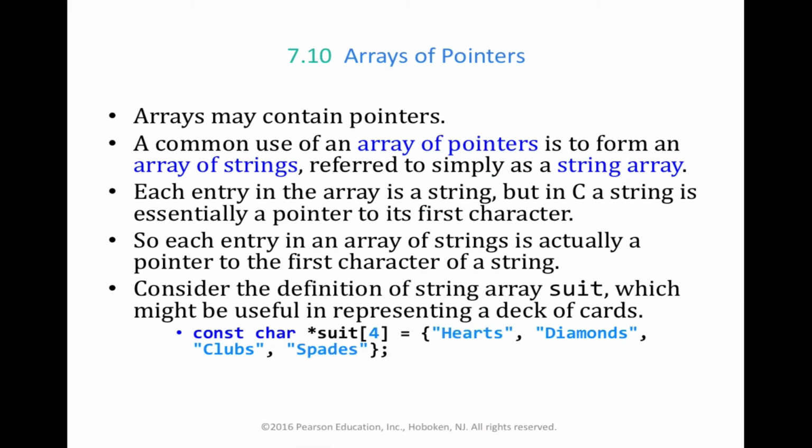Arrays can contain pointers. Common use of an array of pointers is to form an array of strings, or a string array. Each entry in the array is a string, but in C, a string is essentially a pointer to the first character of the string. So an entry into an array of strings is actually a pointer to the first character of a string. So consider the definition of the string array suit, which represents the different suits in a deck of cards. So I might have a const character pointer of 4 items, and it may contain hearts, diamonds, clubs, and spades.